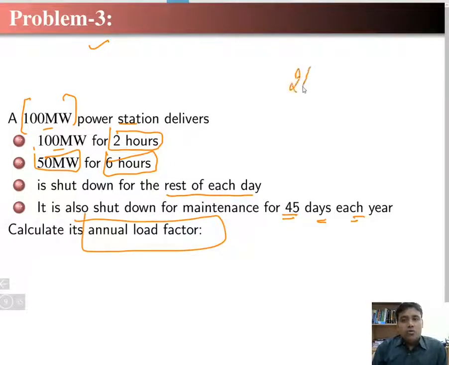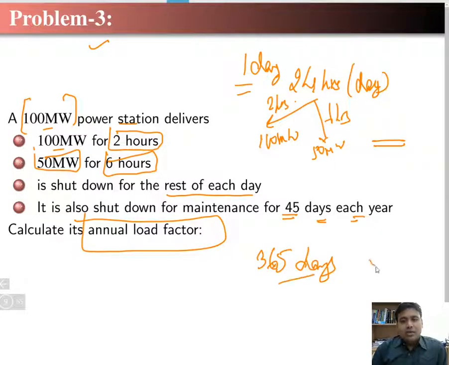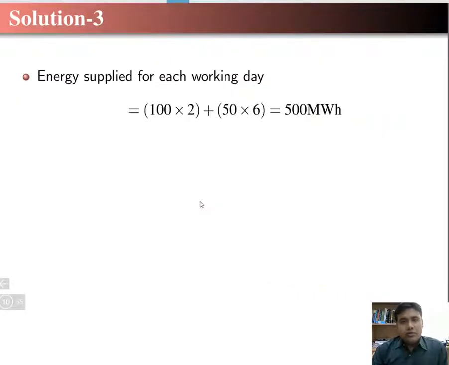So if you have 24 hours in a particular day, then for 2 hours the plant is giving you 100 megawatt. Next 6 hours the plant is giving you 50 megawatt, and rest of the time the plant is shut down. So this is for one day. And if you have 365 days, then for 45 days the plant is not in operation. So having known that, can you calculate the annual load factor?